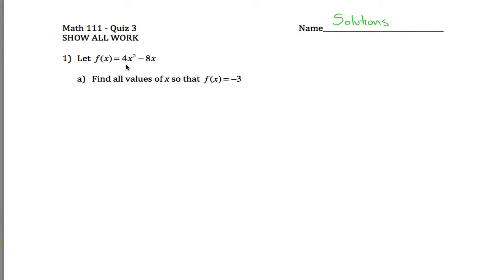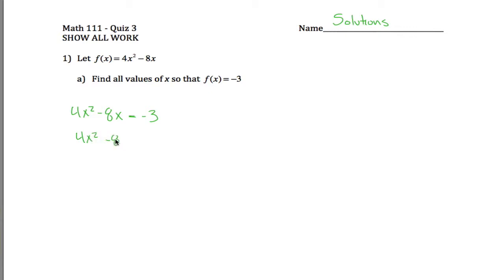We're given this function here and asked to find all values of x such that f of x equals -3. There are a couple ways you can think about this. Basically, in my function 4x squared minus 8x, I want to figure out what x would have to be to make this thing equal -3. There are a lot of different ways you can do this.